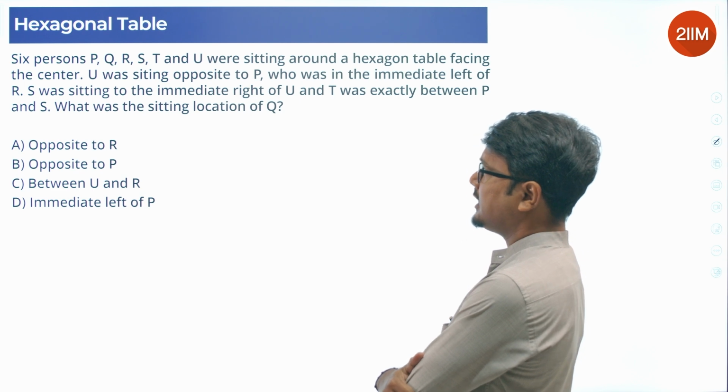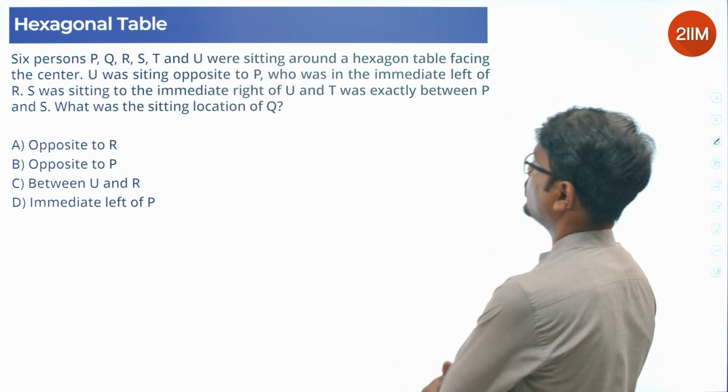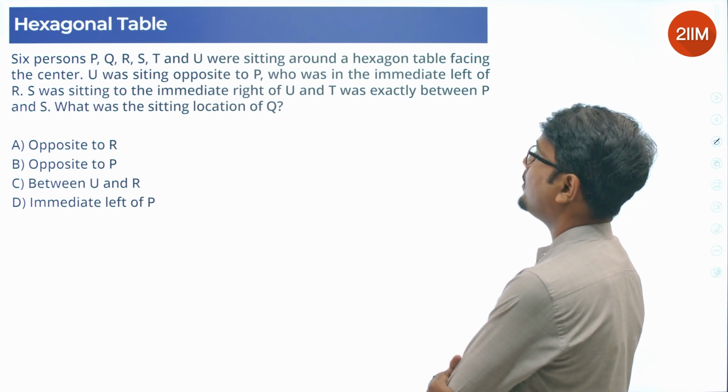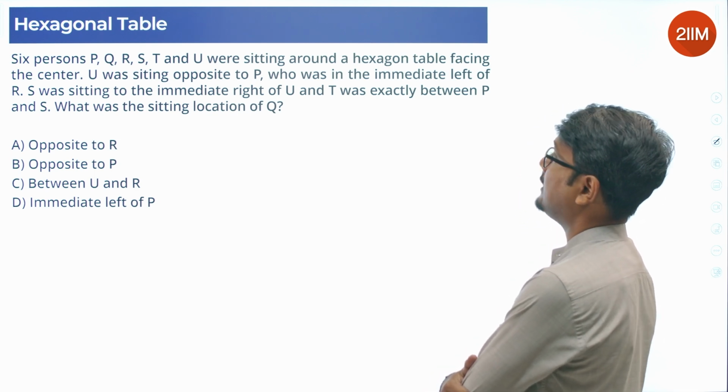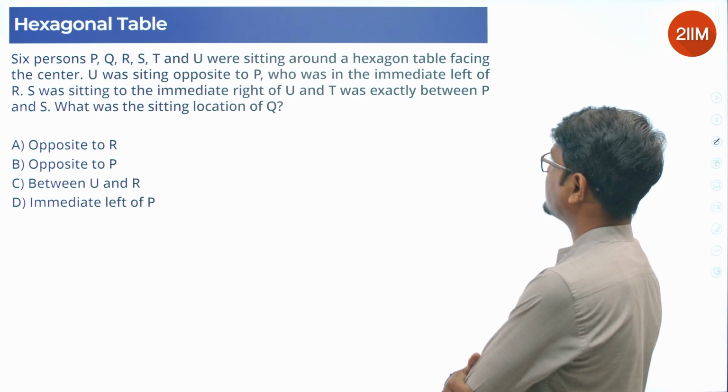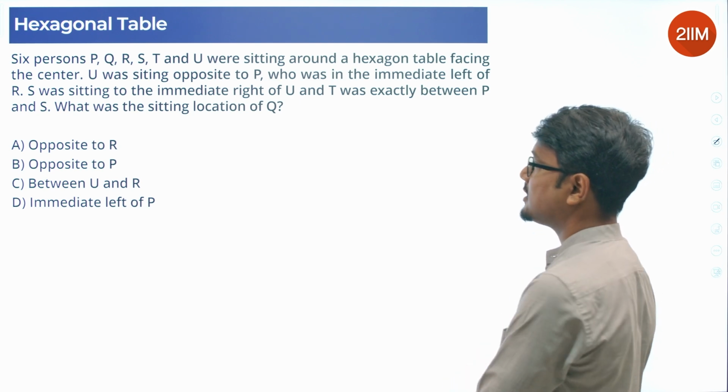Hexagonal table. 6 persons P, Q, R, S, T and U were sitting around the hexagon table facing the center. U was sitting opposite to P, who was in the immediate left of R. S was sitting to the immediate right of U and T was exactly between P and S. What was the sitting location of Q?